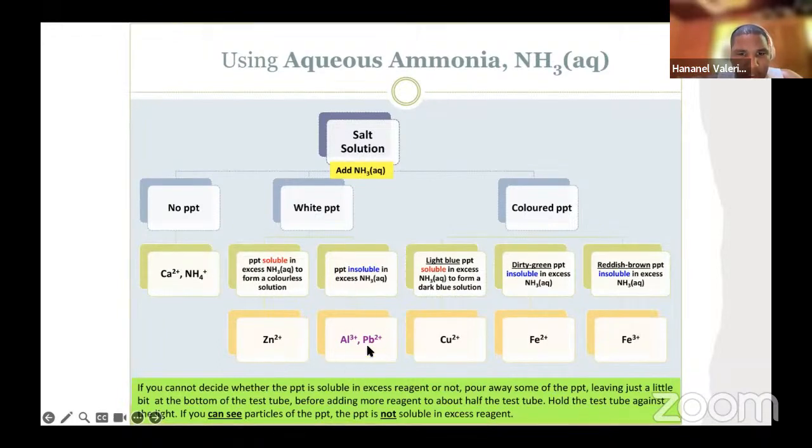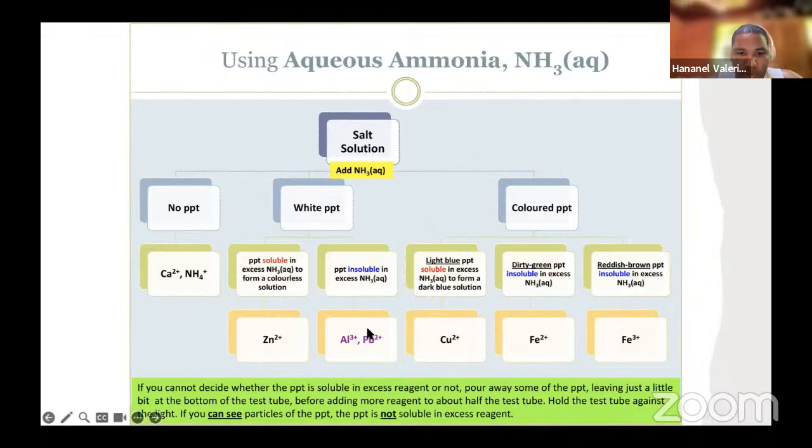Aluminum and lead will still be insoluble. Copper will still remain blue. Iron will still be dirty green, and iron will still be its characteristic colors for either iron 2 or iron 3 because it will not form a soluble salt. So it's very easy to confirm these three based on the ammonia test.